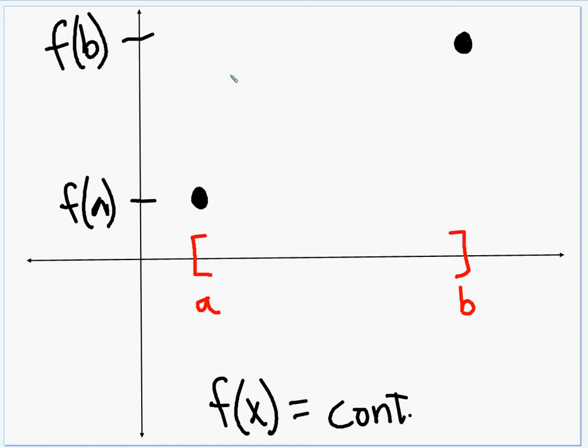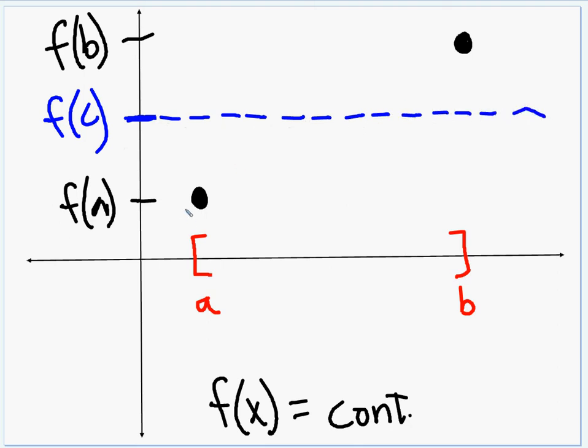Now, I can pick any value in between these, and I'm going to just call it f of c, and I'm going to make a dotted line. And I would ask everybody to visualize, can I connect the black dots without crossing the blue dotted line? It's going to be impossible. Again, my function is continuous, so I cannot lift my pencil from the paper.